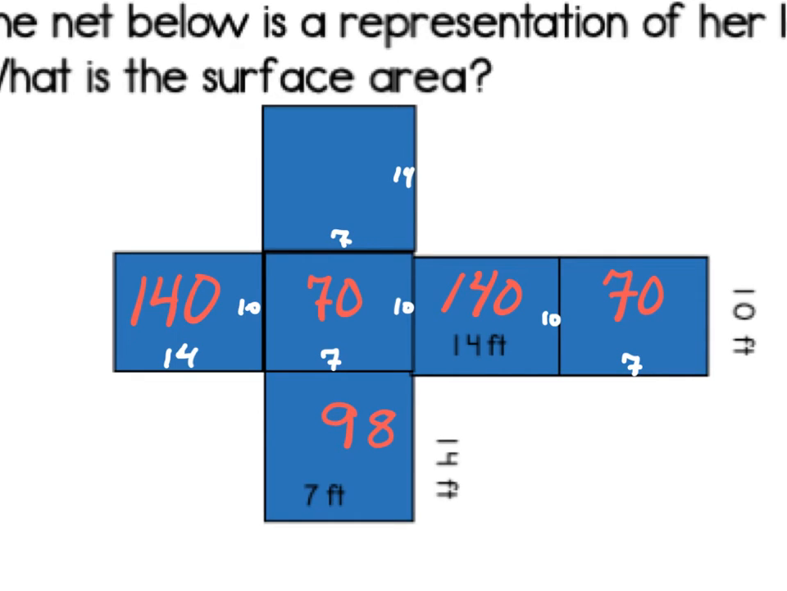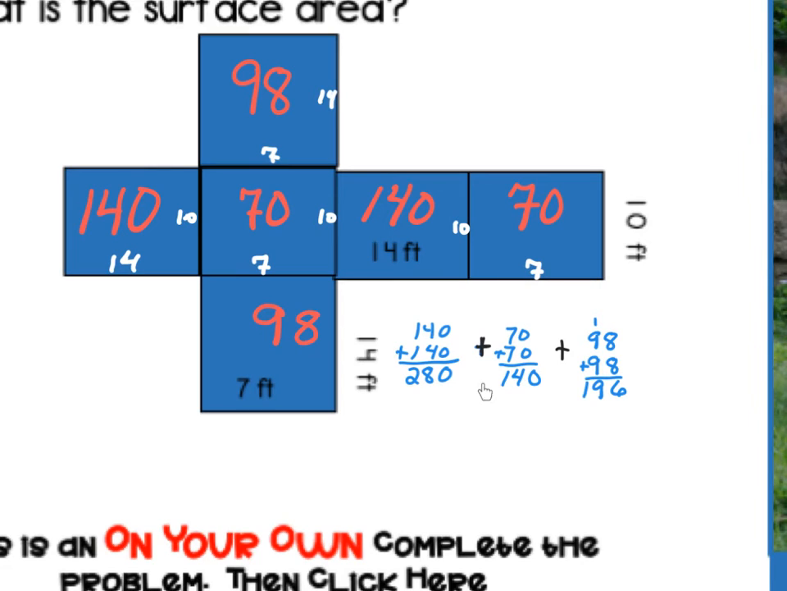And now, if I do the same thing up here, 7 times 14 will give me this 98 once again. So I can plug in the 98 right there. And now I've got all my areas for each and every box. And all I have to do is add them up. Alrighty, so I did my math right down here.